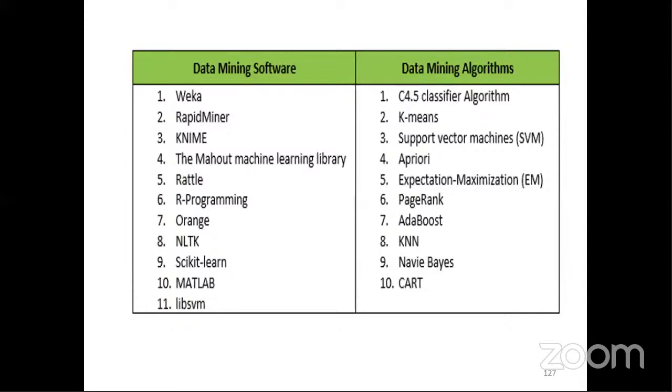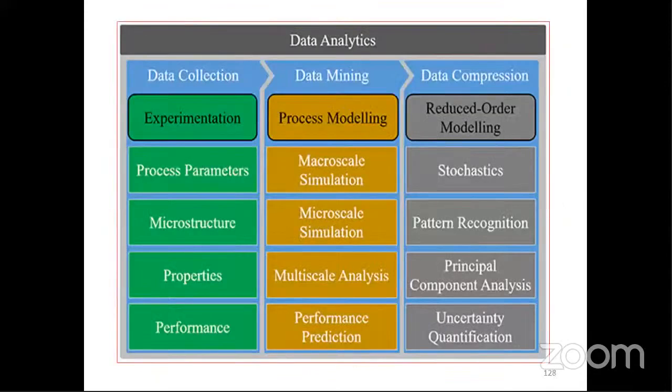Weka, RapidMiner, KNIME, Mahout, Rattle, R programming, Orange, NLTK (Natural Language Toolkit), scikit-learn, sklearn, MATLAB, LIBSVM. Data mining algorithms like CART, Naive Bayes, KNN, AdaBoost, PageRank, expectation maximization, Apriori, support vector machines, K-means, C4.5 classification algorithms, etc. This is the comparison between data collection, data mining, data compression, experimentation. If you see the process parameters: microstructure, properties, performance in data collection, data mining, process modeling, microscale simulation, multi-scale analysis, performance prediction, data communication, reduced order modeling, stochastics, pattern recognition, PCA, principal component analysis, uncertainty.